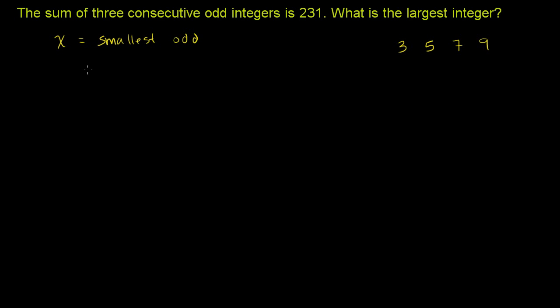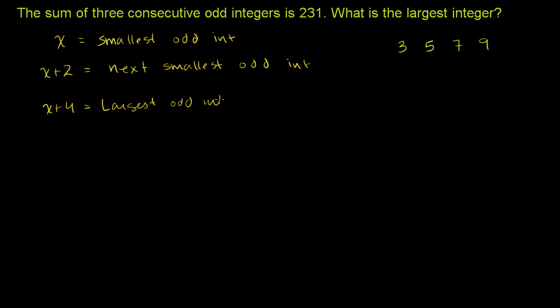So if the smallest one is x, the next smallest odd integer is x plus 2. Odd integer. And then what will be the next one? Well, we're going to add 2 to this one, right? So it's going to be x plus 4. Think about it. If the smallest is 3, then we have x plus 2, which is 5. And then you have x plus 4, which is 7. So this will be the largest of the consecutive odd integers in this group.